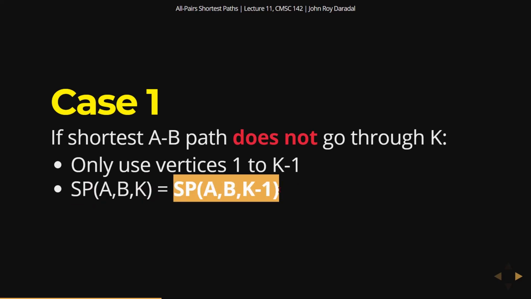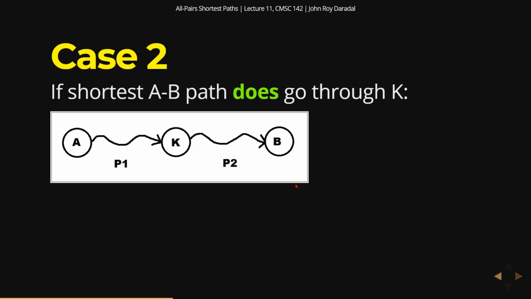So this subproblem could just be the smaller subproblem's value right away. Okay? But that is if it does not go through vertex K. If it does go through vertex K, it would look something like this, right? Because the shortest path would pass by K and then eventually go to B.